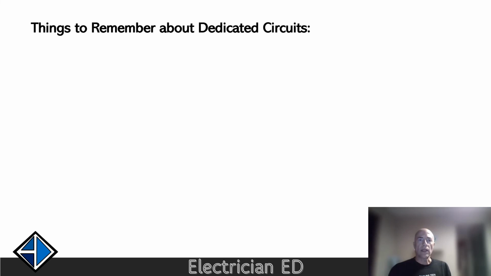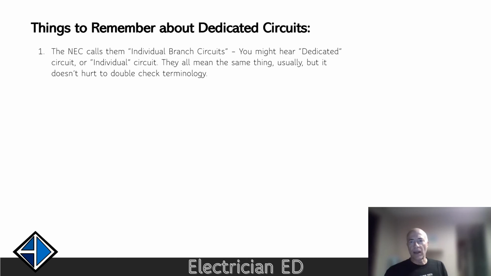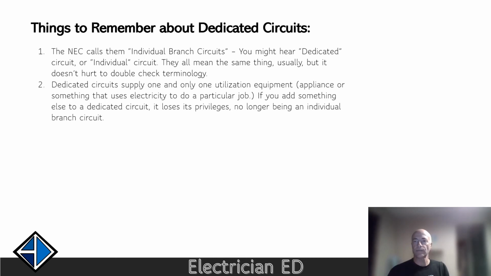In summary, the NEC calls them individual branch circuits. You might hear dedicated circuit or individual circuit. The terms mean the same thing usually, but it doesn't hurt to double check terminology. Dedicated circuits supply one and only one utilization equipment. That's an appliance or something else that uses electricity to do a particular job. If you add something else to a dedicated circuit, it loses its privileges. It's no longer an individual branch circuit.